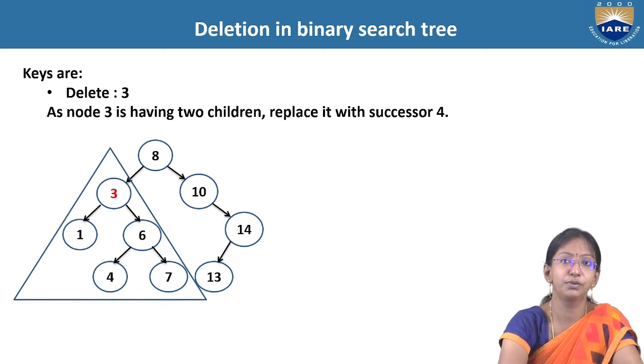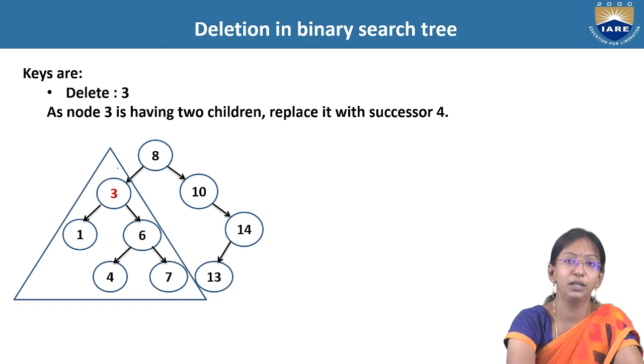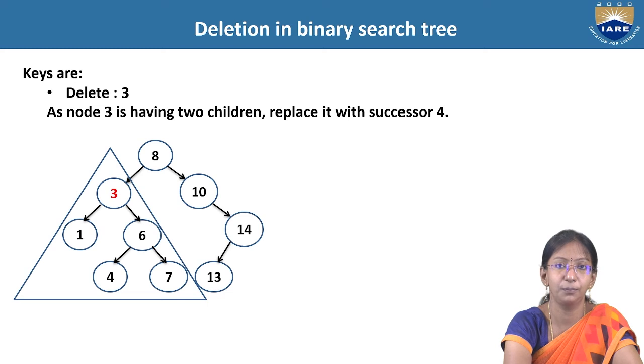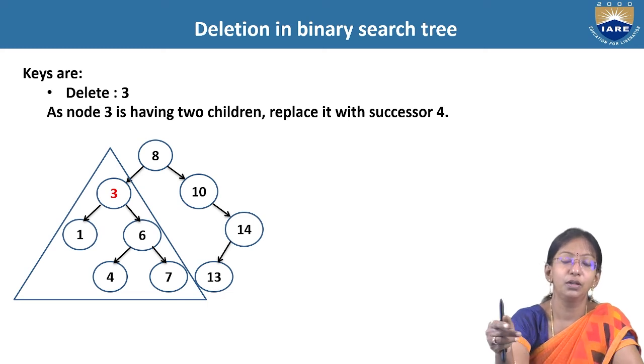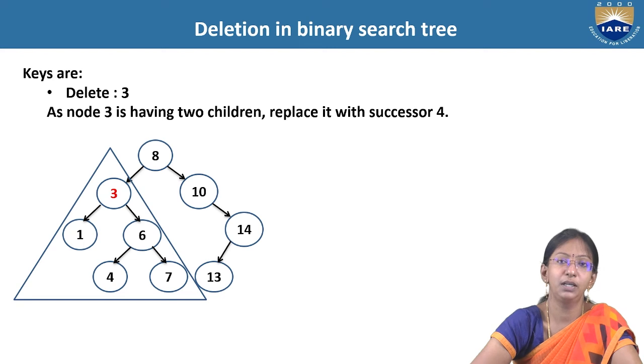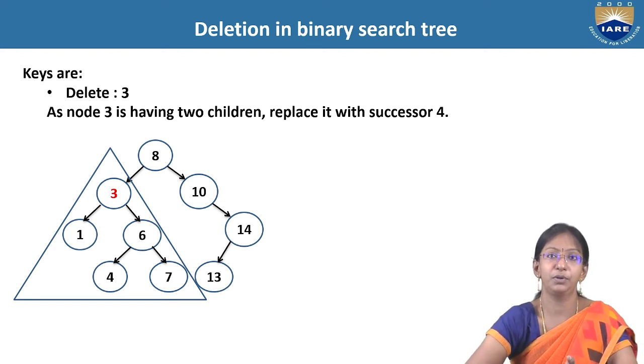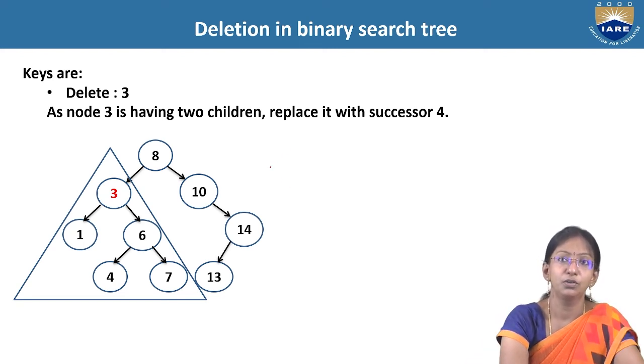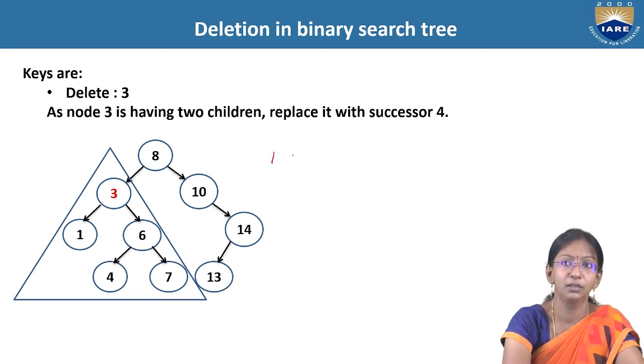What is the basic position of 3? Have a look at this one. 3 is actually heading the left subtree of 8, which is having a subtree-like structure with left and right children. Both the children are there. Right? So we can replace it with, what did I tell you? If you write the in order of this subtree, guys, try to write the in order of this subtree. So what will be the in order? 1, 3, 4, 6, and 7.